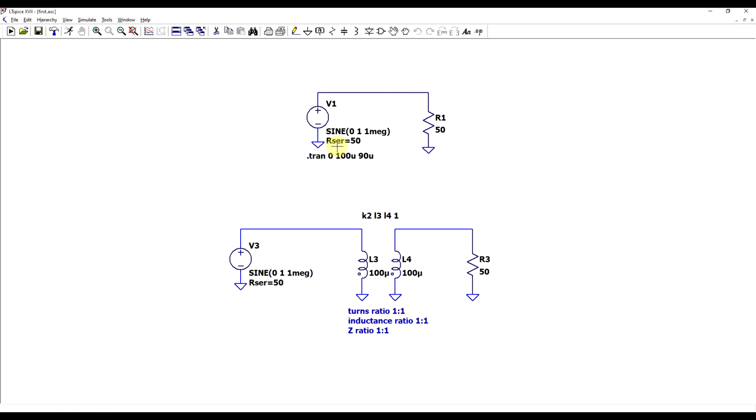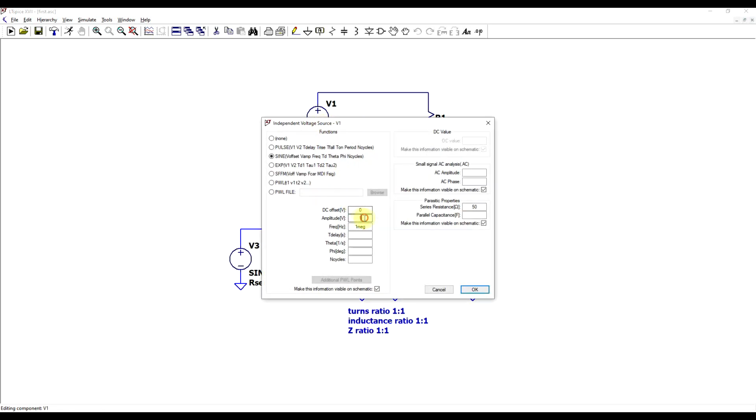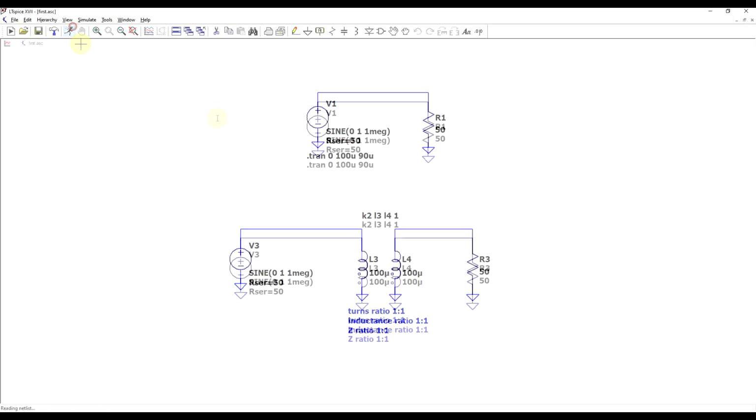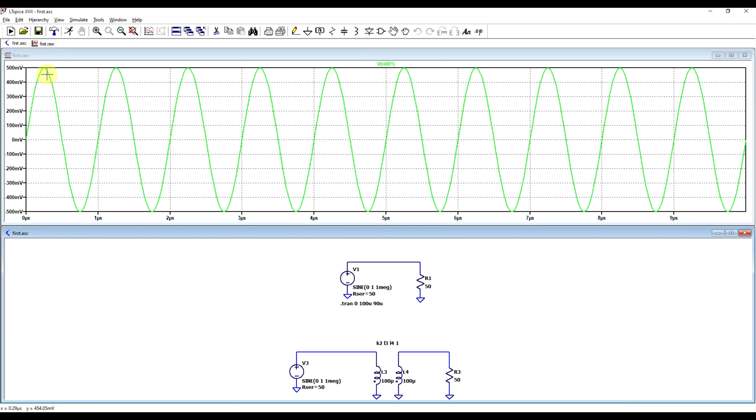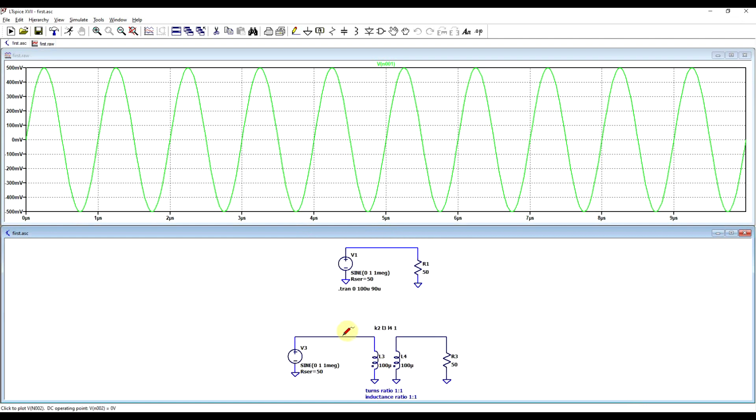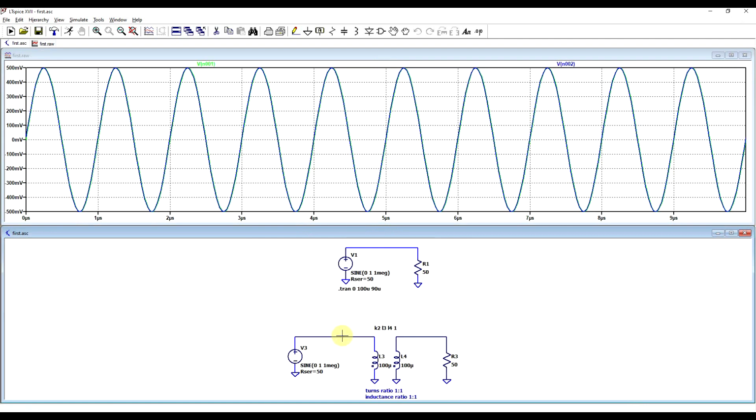First of all, the signal that is present on the output of the signal source is half that of the no load signal. So this signal source has an amplitude of 1 volt, but if we run and check, it only has a peak amplitude of 500 millivolts. That's because the voltage is divided between the series impedance and the load impedance. And if we look at our second circuit with the transformer, we see the exact same thing.